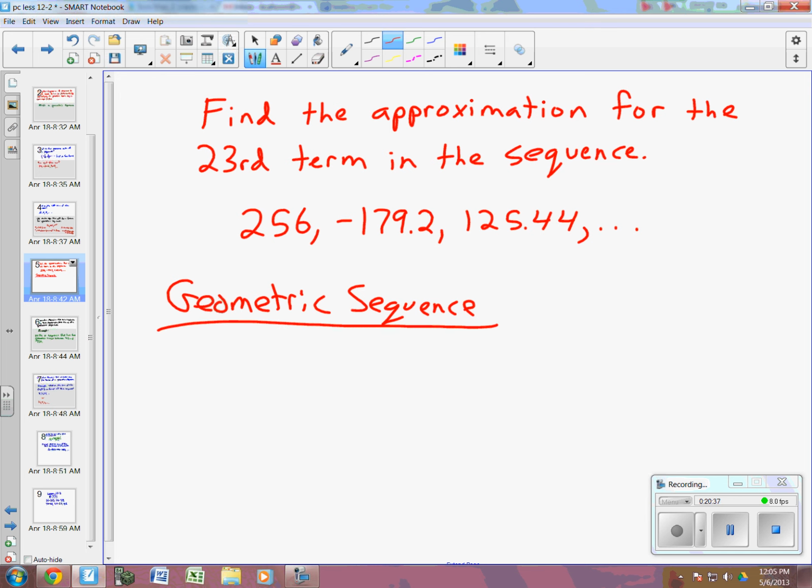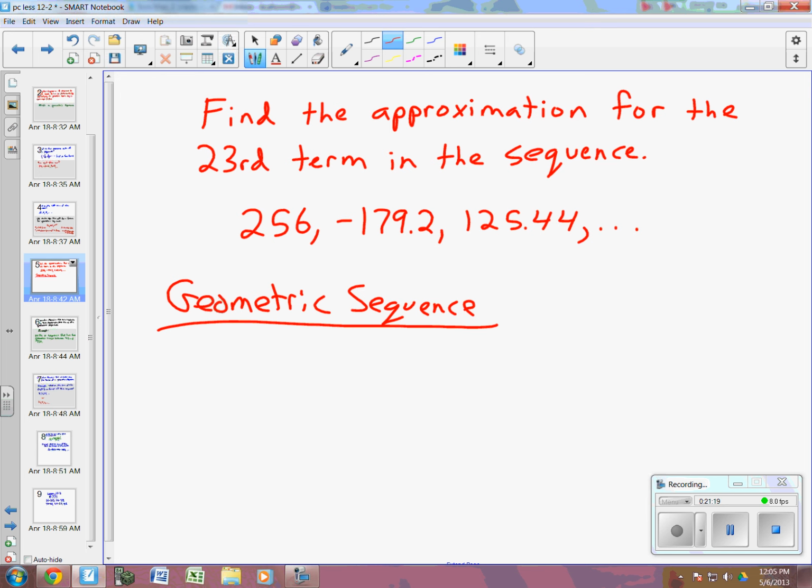We are talking about geometric sequences. How do geometric sequences differ from arithmetic sequences? They have a common ratio instead of a common difference between terms. In other words, there's a number that we multiply by the previous number to get the next one. In this case, I have to multiply 256 by some number to get negative 179.2. Then I have to multiply negative 179.2 by that same number to get 125.44. So the question is, what is that number and how do we find it?